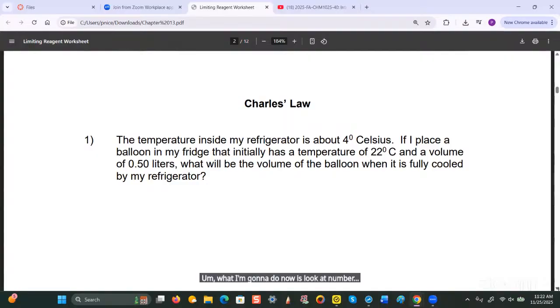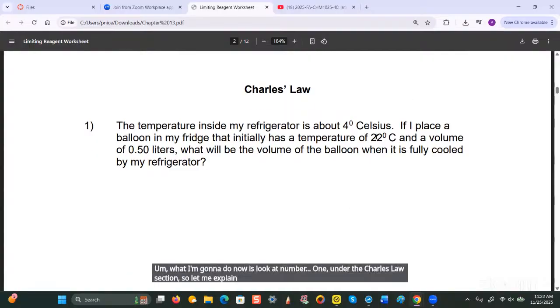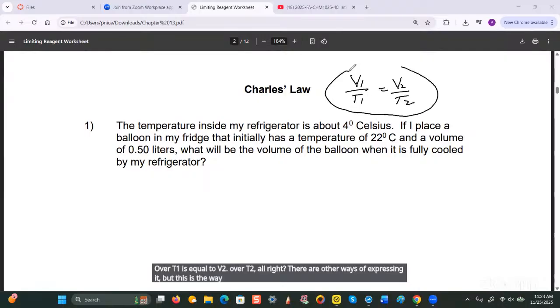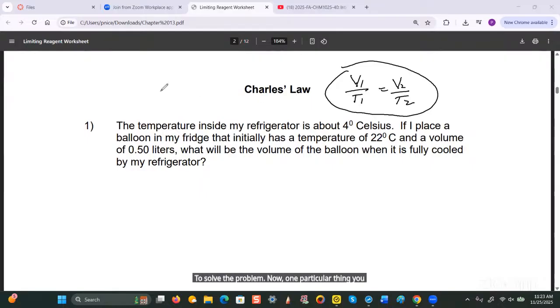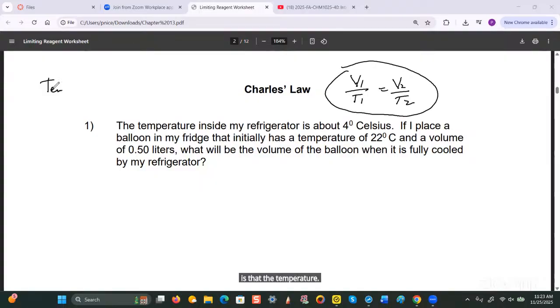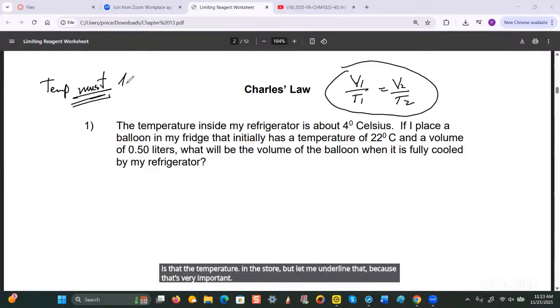1 under the Charles law section. So let me explain what Charles law says. Charles law is relating the volume of a gas to its temperature, right? Basically what this law says is that V1 over T1 is equal to V2 over T2. There are other ways of expressing it, but this is the equation that we're going to use to solve the problem.